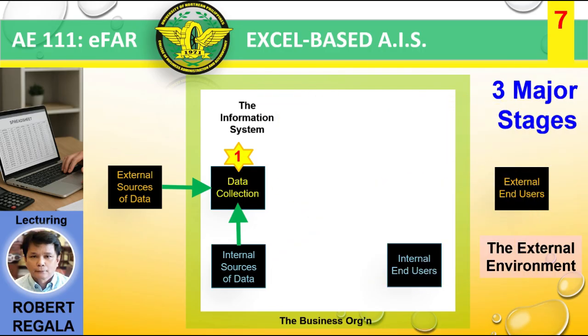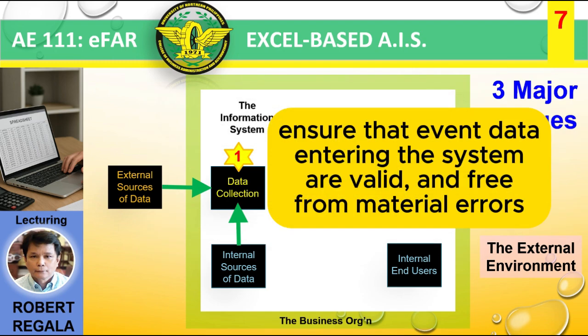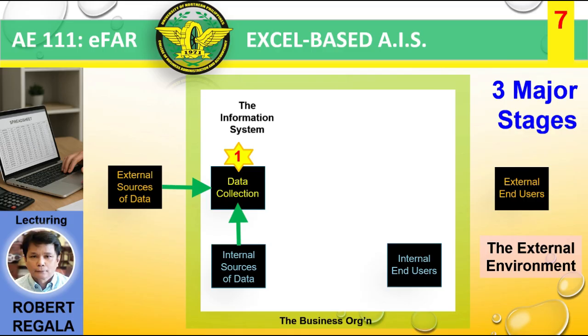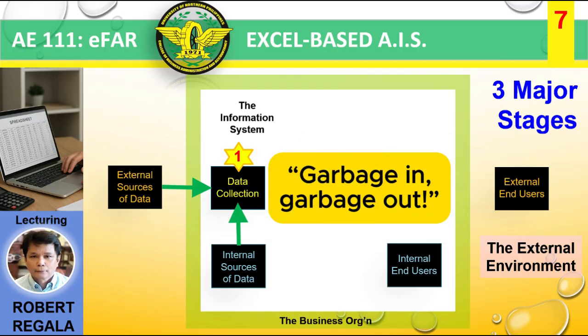The main purpose of the data collection stage is to ensure that event data entering the system are valid and free from material errors. In many respects, this is the most important stage in the system. Should transaction errors pass through data collection undetected, the system may process the errors and generate erroneous and unreliable output. This, in turn, could lead to incorrect actions and poor decisions by the users. As IT people always say, garbage in, garbage out.